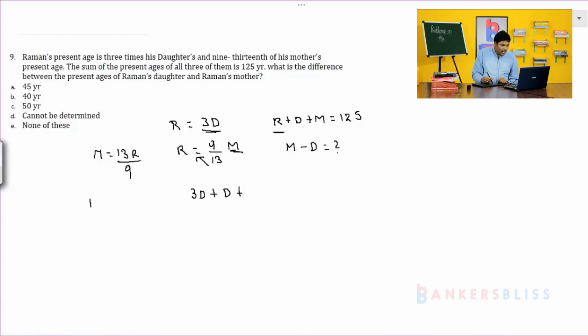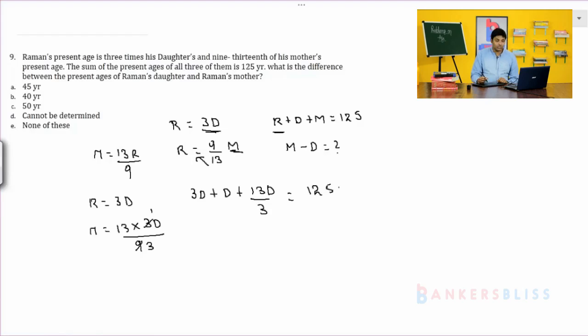Then what do you mean by R? R is equal to 3D. So in the place of M, I can write 13 into R, R means 3D, 3D by 9. So 3 ones are, 3 threes are, so 13D by 3, which is equal to 125.